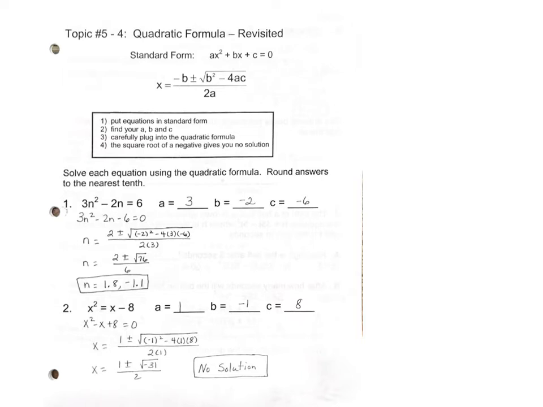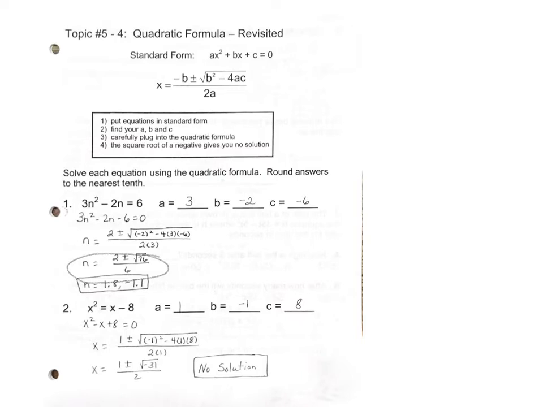All you have to do is find your A, B, and C, and then put it into your quadratic formula. Now remember, when you put it into your quadratic formula, you can leave it one of two ways. You can either round it to a decimal, to the tenths place, or you can leave it as a square root. So if you look right here, there's the square root. I don't care if you leave it either way.